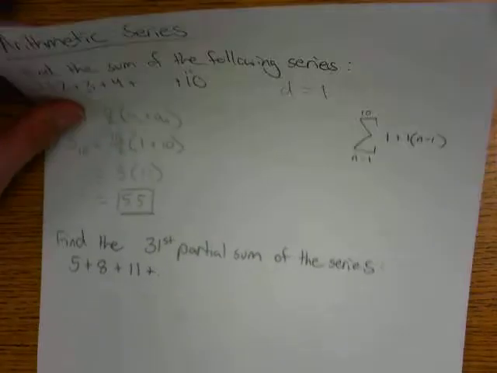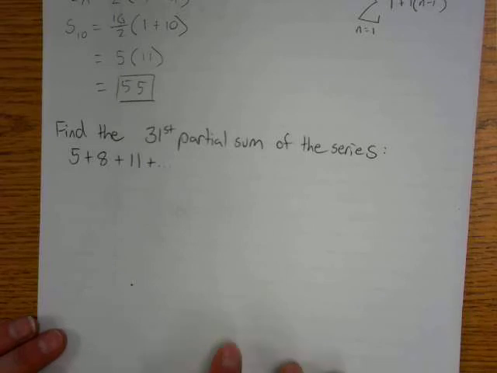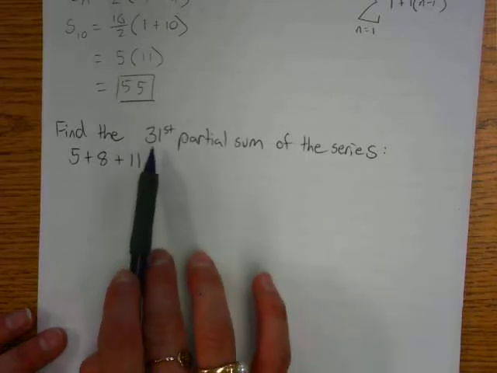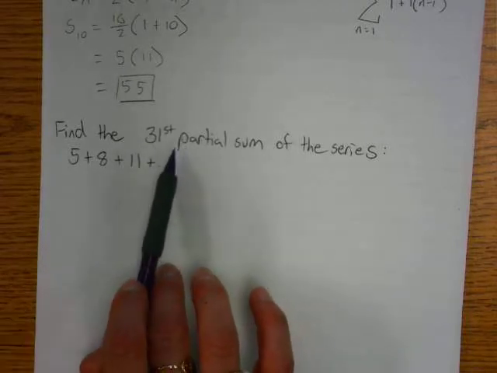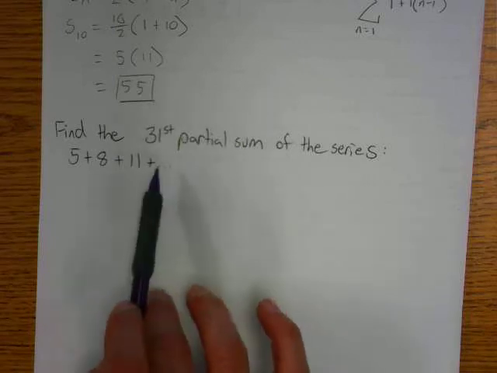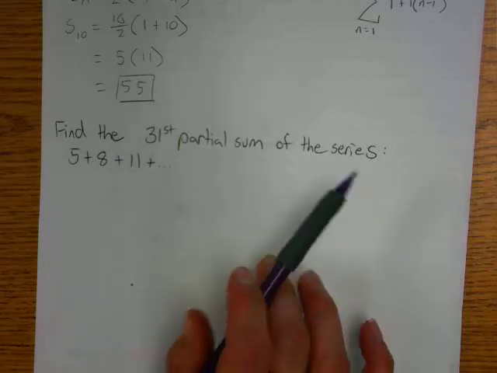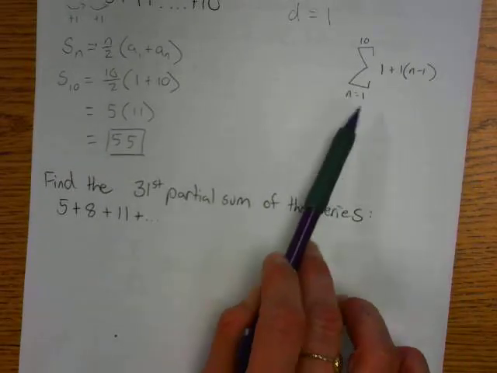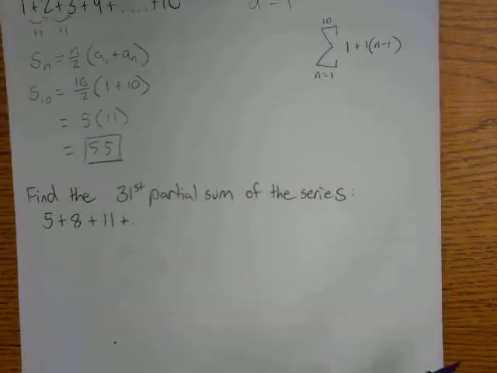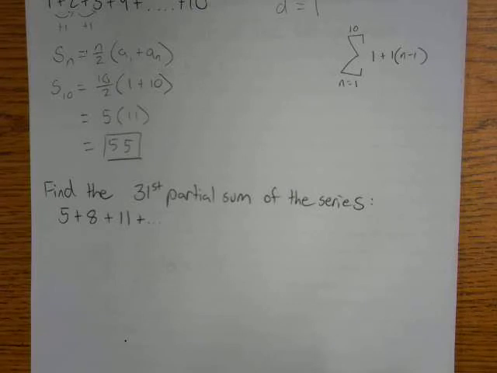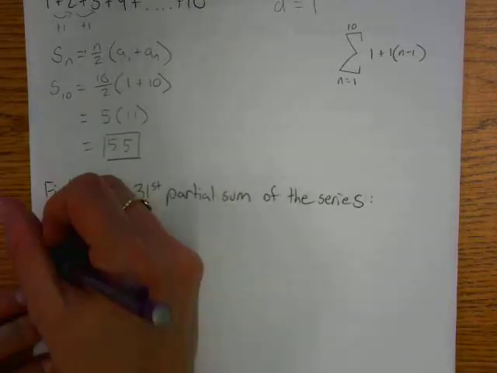Cool. Okay, let's try another one. This one's a little bit bigger, so it's a little bit harder to do by hand because I want the 31st partial sum of the series, which could get a little exhausting finding all 31 and adding them by hand. Again, if you wanted to write some sort of summation, you could set that up. But let's say again that we are no calculator, we're doing this by hand, and we want to practice using our sum equation.